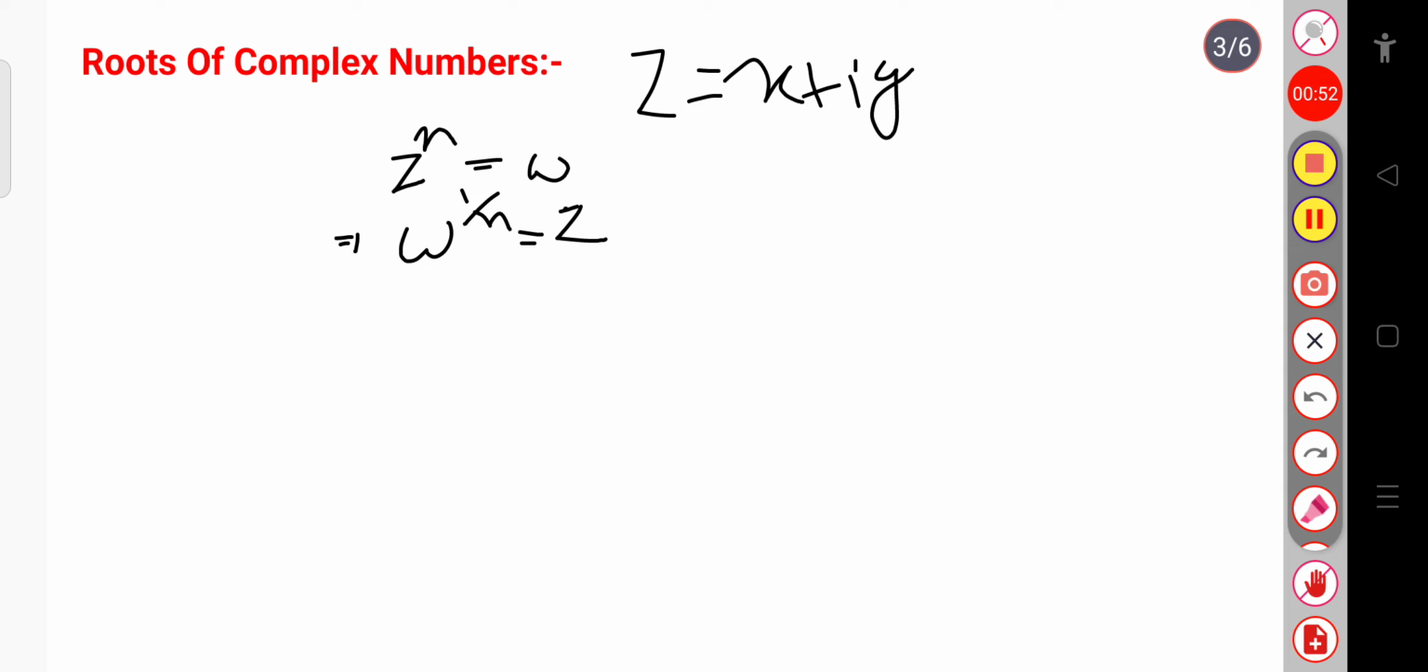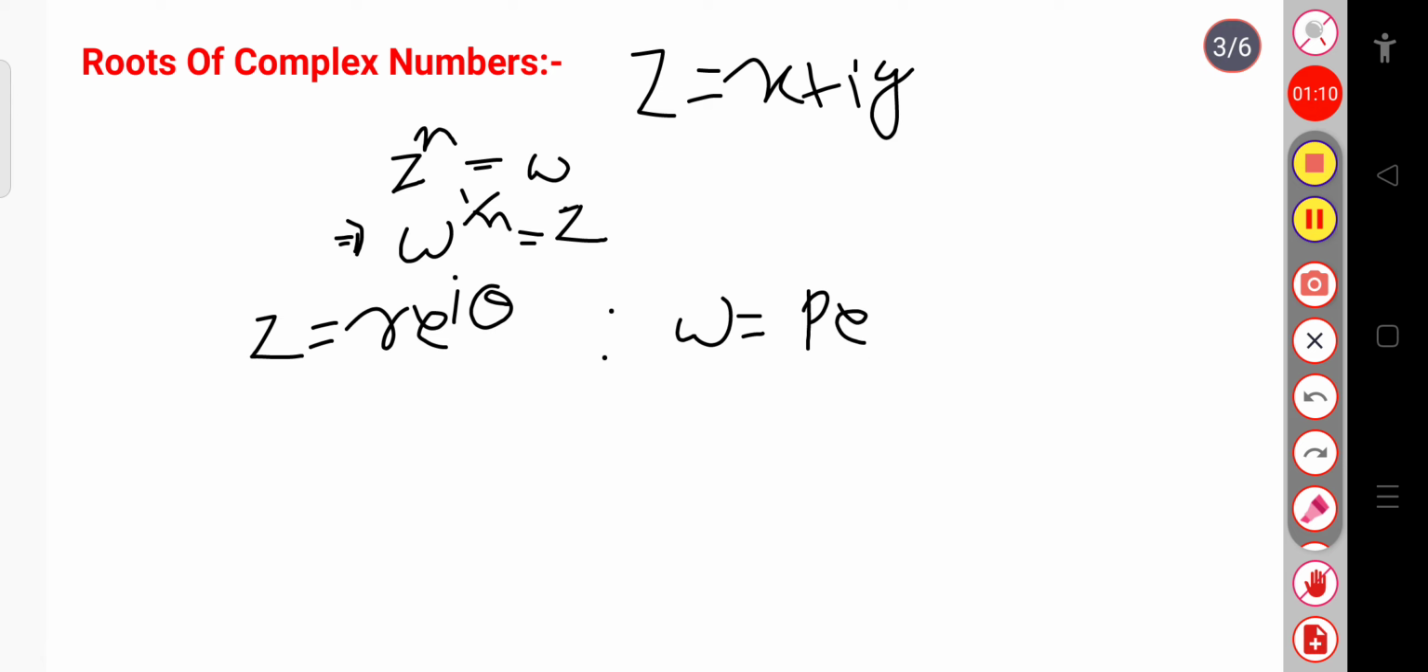Now we will express this z in terms of the polar form, that is z equal to r exponential iota theta, and this w is equal to, suppose, p exponential iota phi. These are the two complex numbers.